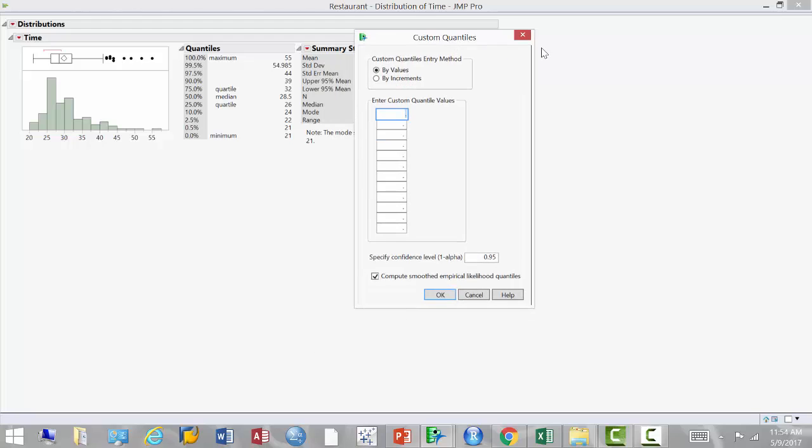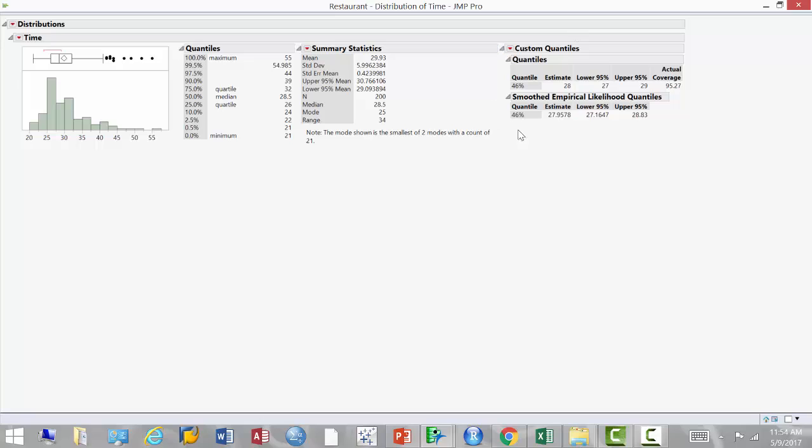Here you can see that I can actually type what I want. The 46th percentile is a fraction between 0 and 1, so it corresponds to 0.46. When I click OK, it just adds another report to my output, where it says quantile number 46 corresponds to 28 minutes. Make sense? So it's very easy to find custom percentiles.